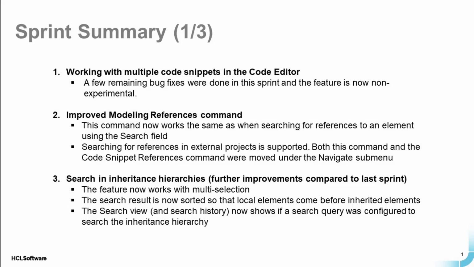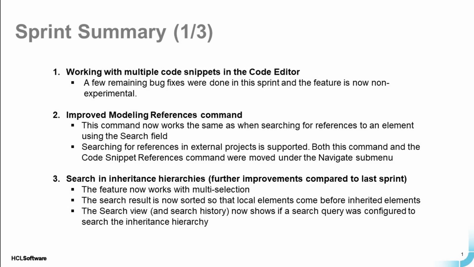So to summarize, here are some of the features we have implemented in this sprint. The code editor now supports working with multiple code snippets. This is a feature we have worked on for quite some time, and you have also seen in previous sprint demos incremental updates of this feature, but now we think it's good enough to declare non-experimental, so we have included it in the product.